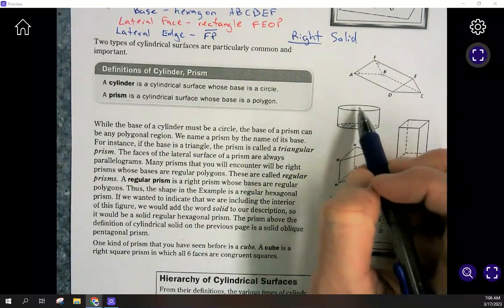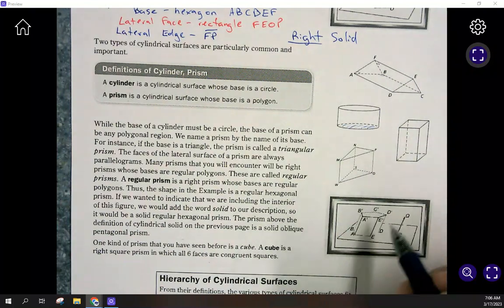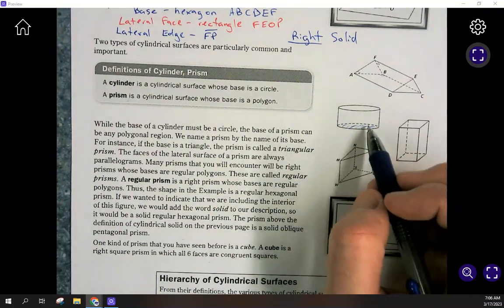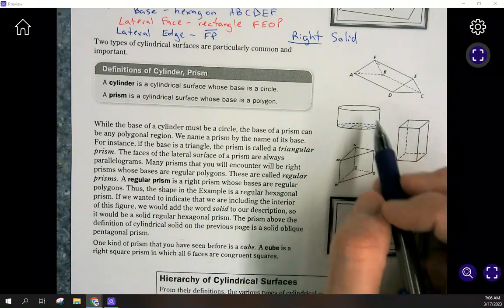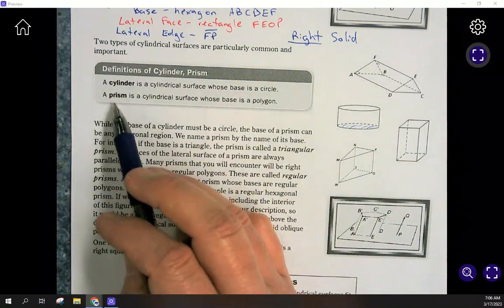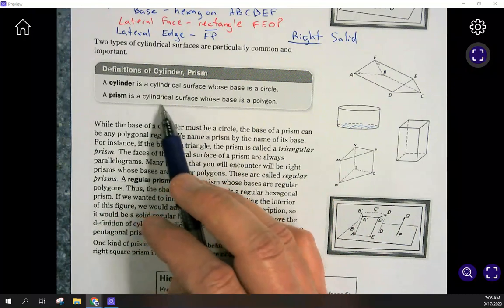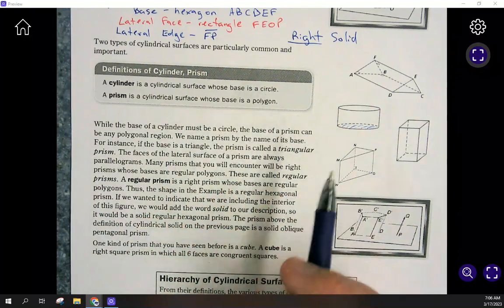It's translated. Sometimes it will go straight up. We've looked at ones that can also be oblique and tilted, but it's a base translated to another base connected, and the bases are circles. That would be your cylinders. And a prism is any other cylindrical surface whose base is just a polygon.